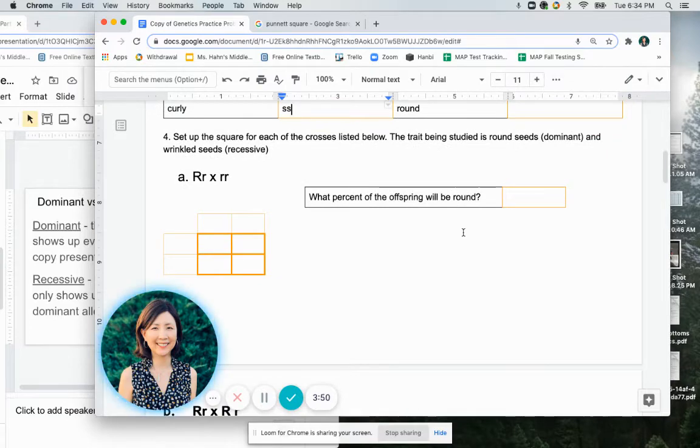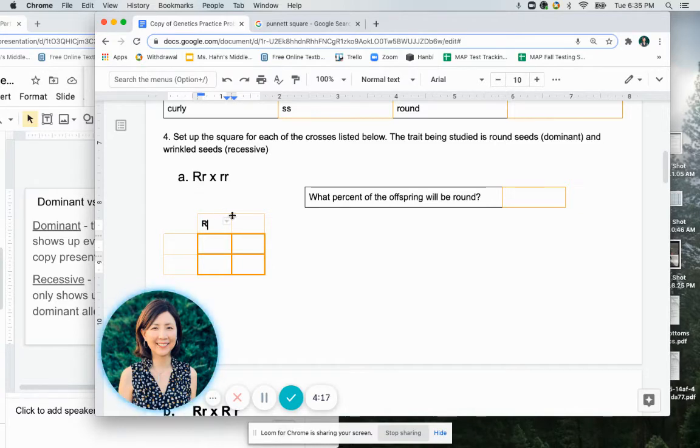Okay, and then you're going to do a bunch of Punnett squares. The first one is pretty basic. The genotypes of the parents are already given. So this is one parent, and this is another parent. And you're going to make a Punnett square to predict what percent of the offspring are going to be round. And these are all the offspring in this box. These are all the possible combinations.